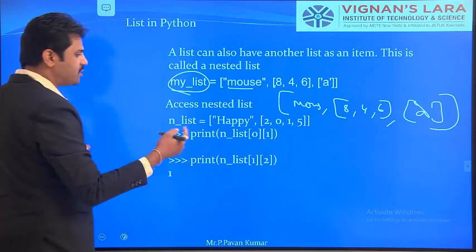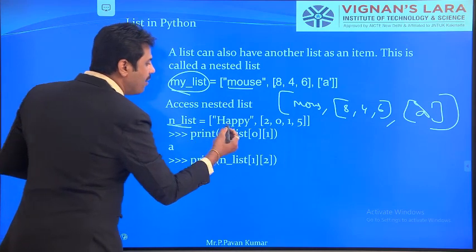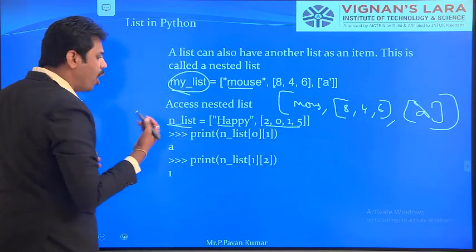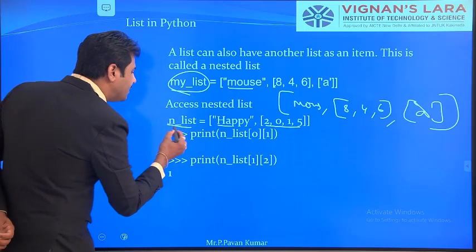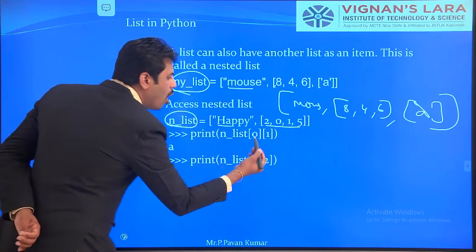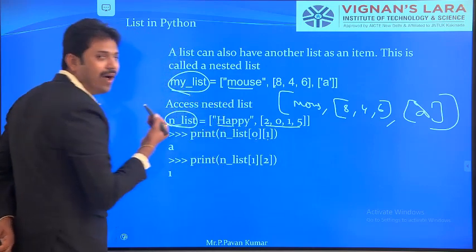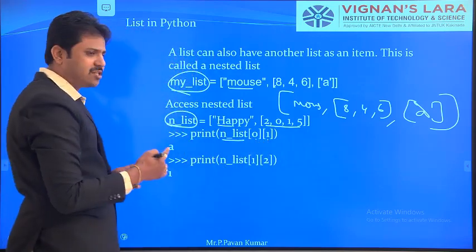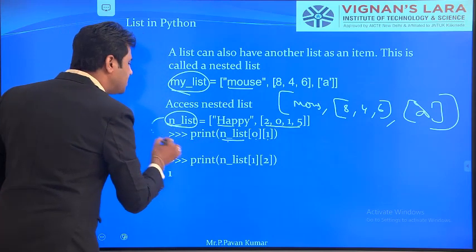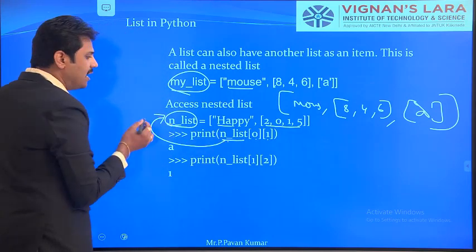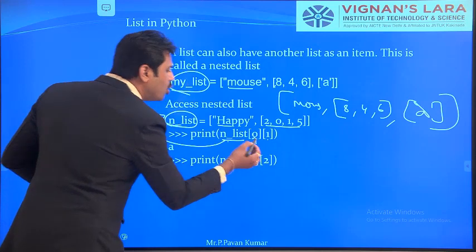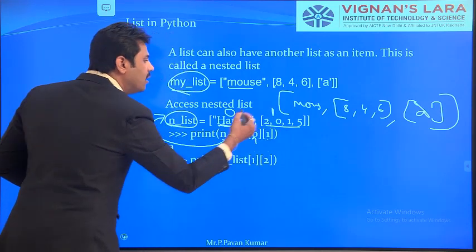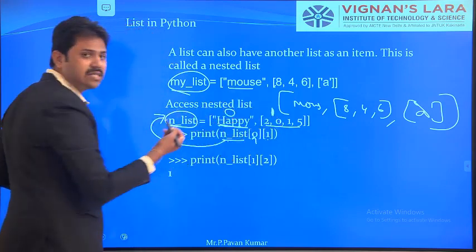How can you access the nested list? Let us see this small example. I have a list which contains happy and one more nested list. I want to write the statement, list name of 0 and 1. First, what is the list name? This is the list name. It contains, first one is 0. What is 0? Happy. This is index 0 and this is index 1.